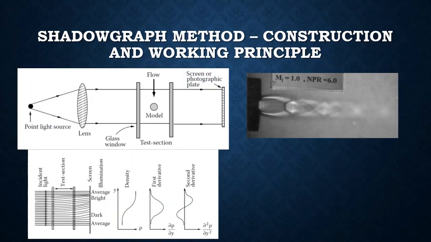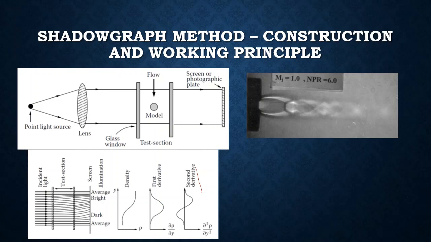And this is the shadowgraph method, construction and working principle. As I already told you, we have a point light source, and then you place the lens ahead of the test section, and you keep the screen on the other side of the test section, and you just visualize the flow with the help of a simple shadow technique. For this simple shadow technique, we are considering the second derivative. For the shadowgraph method, the light intensity of index of refraction is considered to be the second derivative.